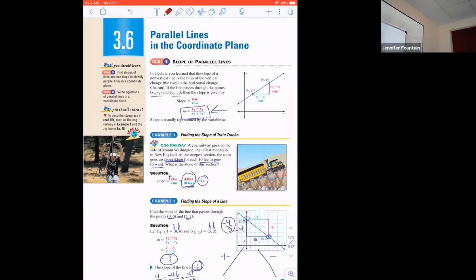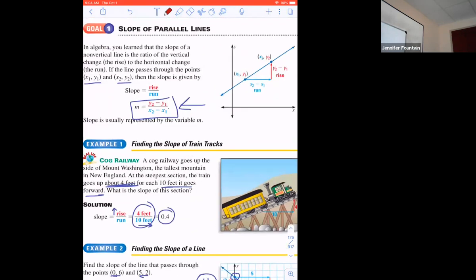Okay, slopes of parallel lines. We came back with our slope formula, where we know that slope is rise over run. We know that slope is indicated by the letter M. And when we have a slope-intercept form equation, y equals mx plus b, that M value is telling us the slope of the line. If it's a positive number, then my slope is going to go in this direction because it is increasing. If my slope is negative, it's going to start from the top and go downward because it is a negative number.